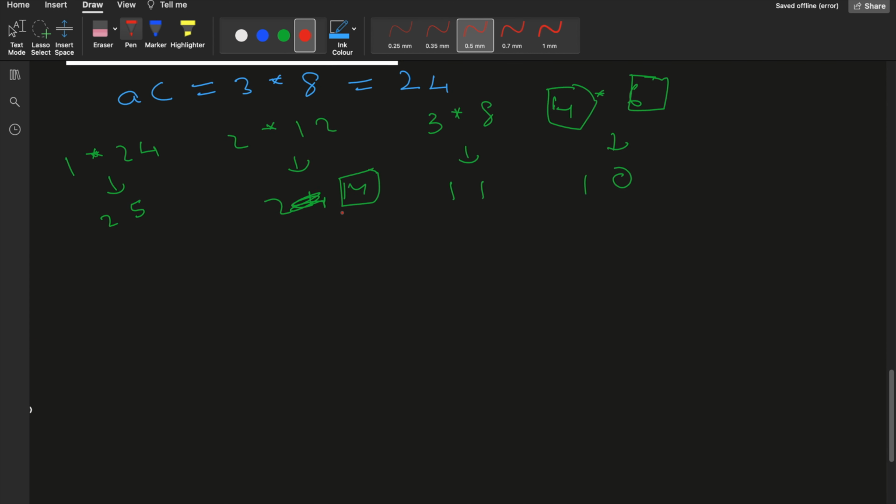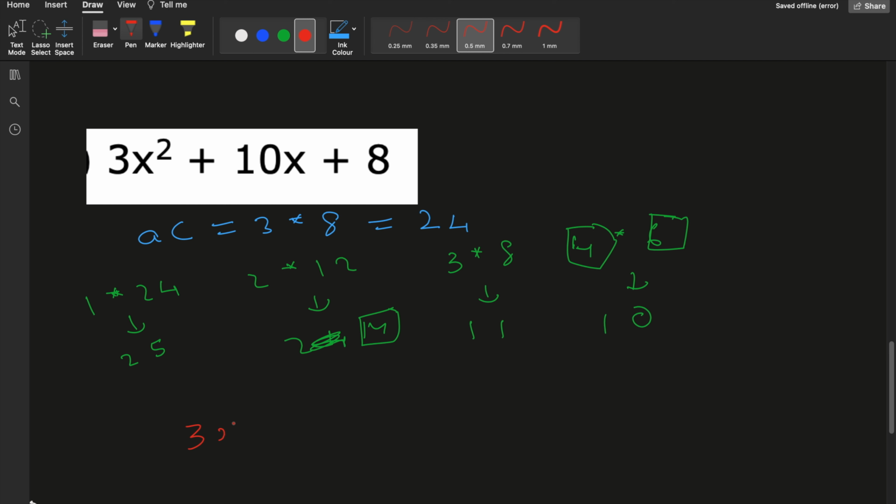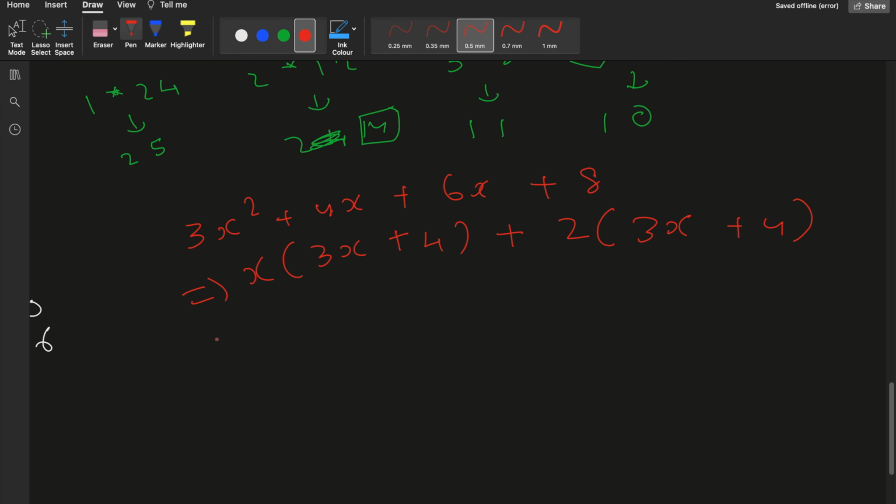Now let's split the middle term. So that would be 3x squared plus 4x plus 6x plus 8. Now let's factorize it. x into 3x plus 4, plus 2 into 3x plus 4, implies 3x plus 4 into x plus 2. If we want to find the roots of this, we equate it to 0. x would be minus 4 divided by 3, and x equals minus 2.